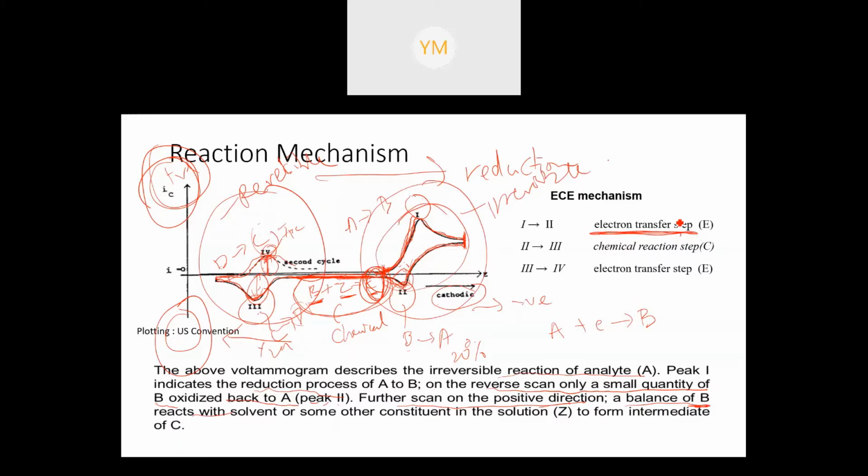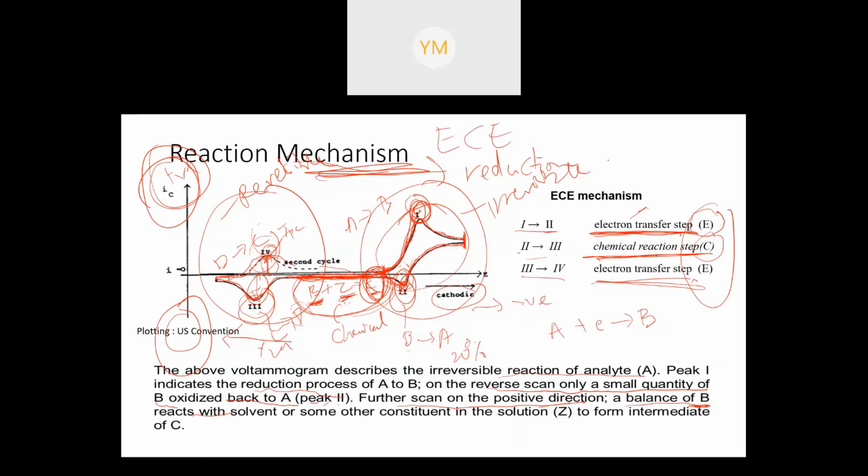So electron transfer or electrochemical reaction is involved at peaks 1 and 2, so this is called E. For here, the formation of new product C involves no electron transfer. From peak 2 to 3 there is no electron transfer, so that is called C, a chemical reaction between B and solvent. Then peaks 3 and 4 are reversible and involve electron transfer. So this mechanism is called the ECE mechanism.